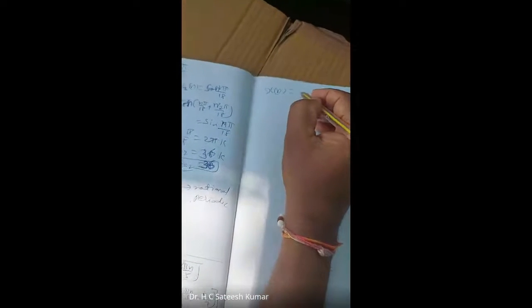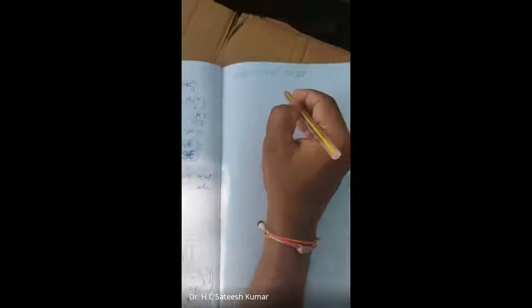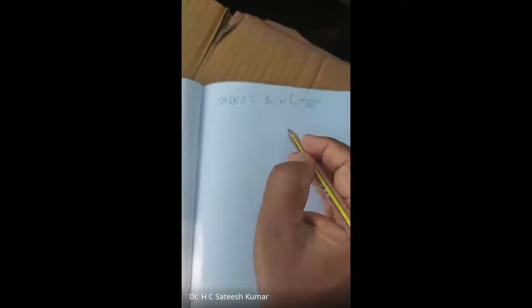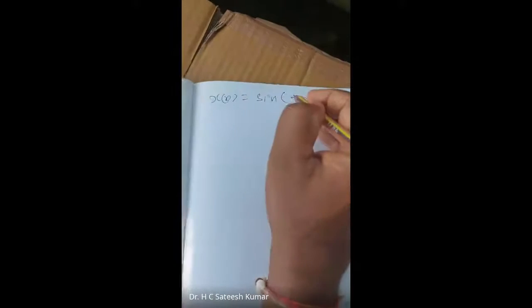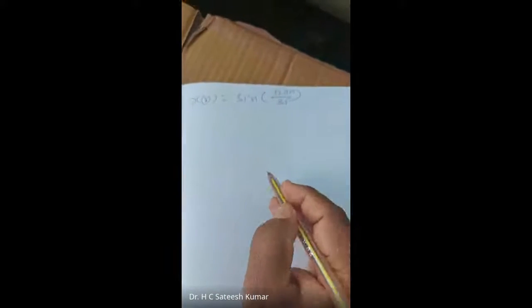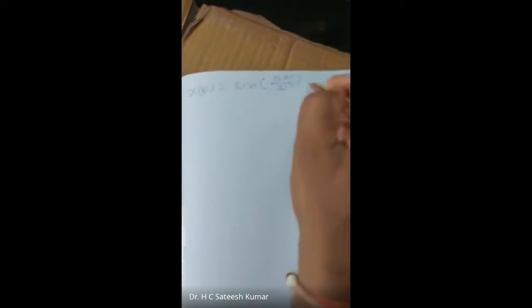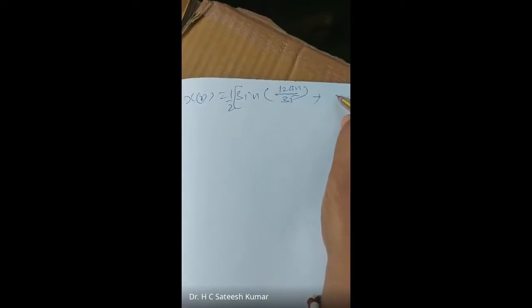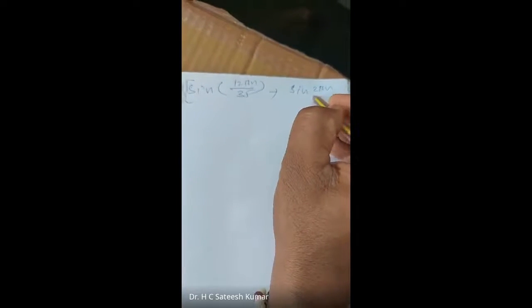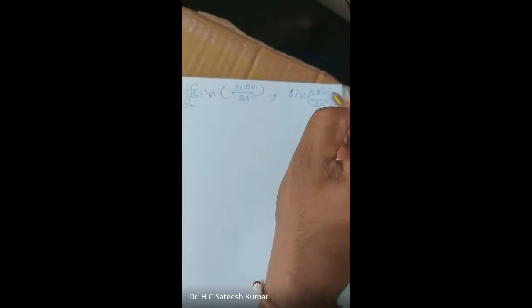x of n is equal to 1 by 2 times sine of, take the LCM 35, and this 5 pi n plus 7 pi n is nothing but 5 plus 7 is 12 pi n, divided by 35. Similarly here also, the 1 by 2 is there, no problem, keep it outside. And 7 pi n minus 5 pi n is 2 pi n. So sine of 2 pi n divided by 35. Okay, right.